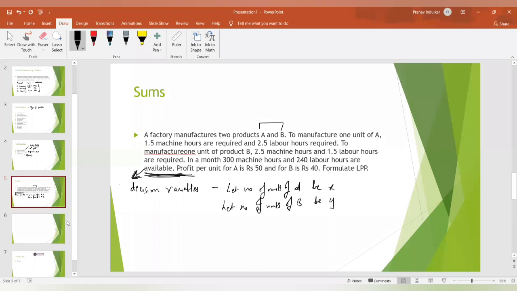Everyone, please put up your replies in the chat box if things are clear to you. How we take up decision variables: the decision variable will always come at the start, and you just replace the product with its name. Very simple with that. Okay, then the next is the objective function.